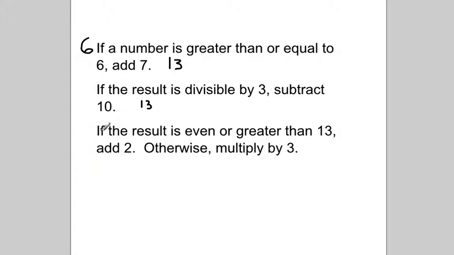So 13 is the input. If the result is even or greater than 13, add 2. Well, 13 is not greater than 13, it is equal to 13. So while we might be tempted to add 2 here, that's not the case. We're not going to follow this instruction because 13 is not greater than 13. So we're going to multiply the input by 3, and we get a result of 39.